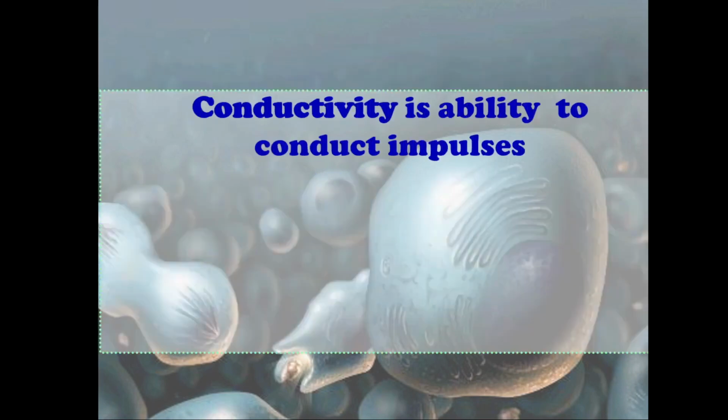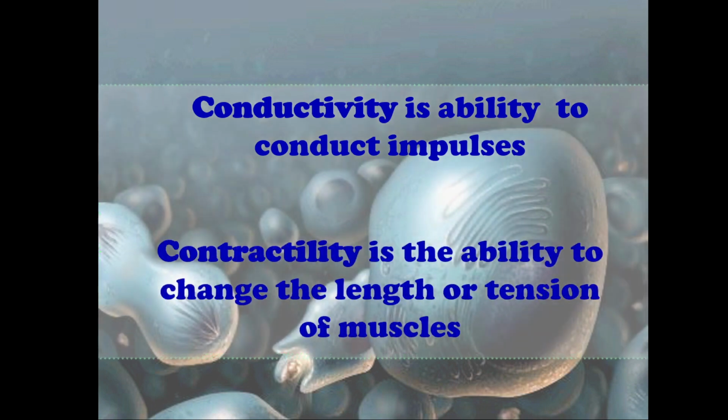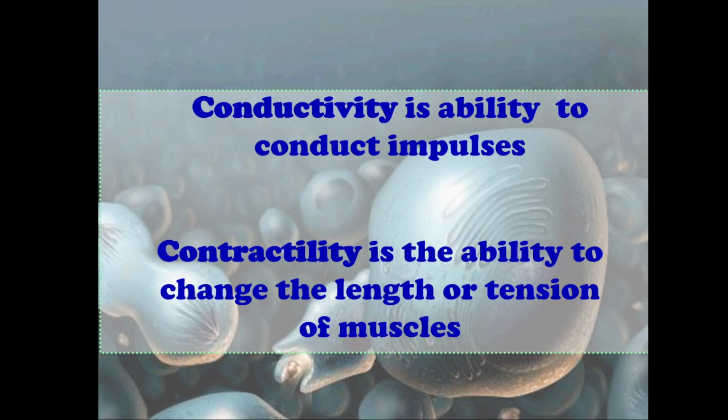Next property, conductivity. These action potentials generated are then conducted along the nerve fibers, along the muscle fibers, from the nerve to the muscle cell, from the nerve to the nerve cell. So this ability to conduct impulses is called conductivity. Contractility is the ability of muscle tissue, exactly muscle tissue, not nervous and not glandular tissue, to change the length or tension in response to excitation. So excitation of the muscle cell finally results in contraction. Contraction means to change the length or to change the tension.